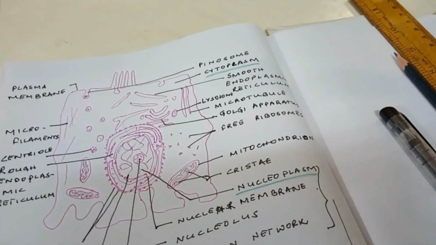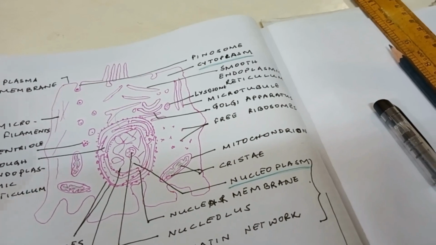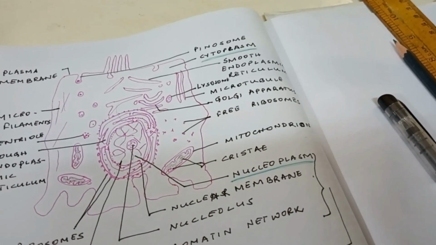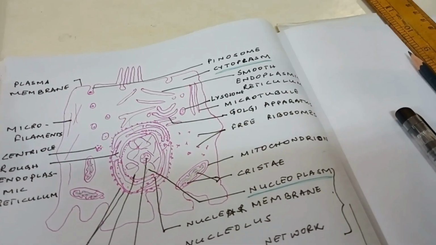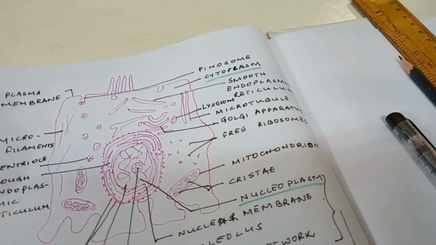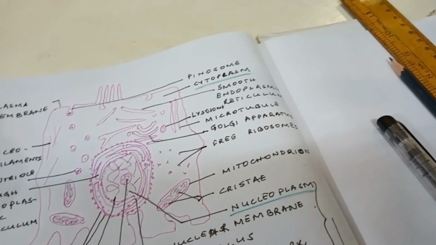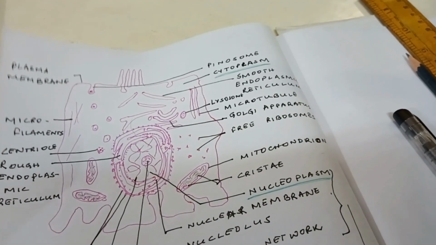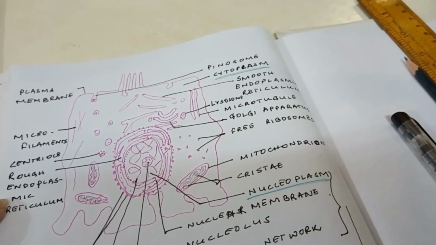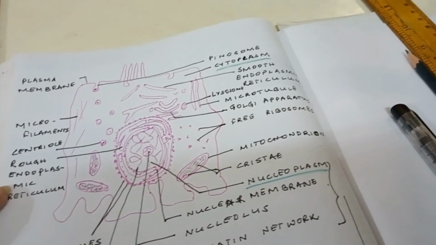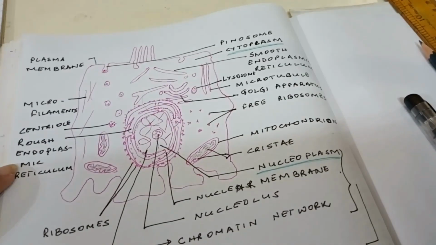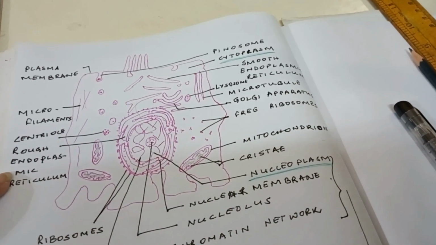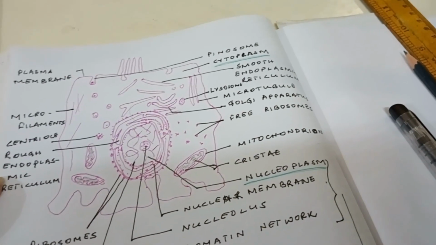We all know that the protoplasm is divided into the cytoplasm as well as the nucleoplasm. The space in between the plasma membrane and the nuclear membrane is filled with cytoplasm. The part of protoplasm which exists in between the plasma membrane and the nuclear membrane is known as the cytoplasm, and the part of the protoplasm which exists within the nucleus is known as the nucleoplasm.